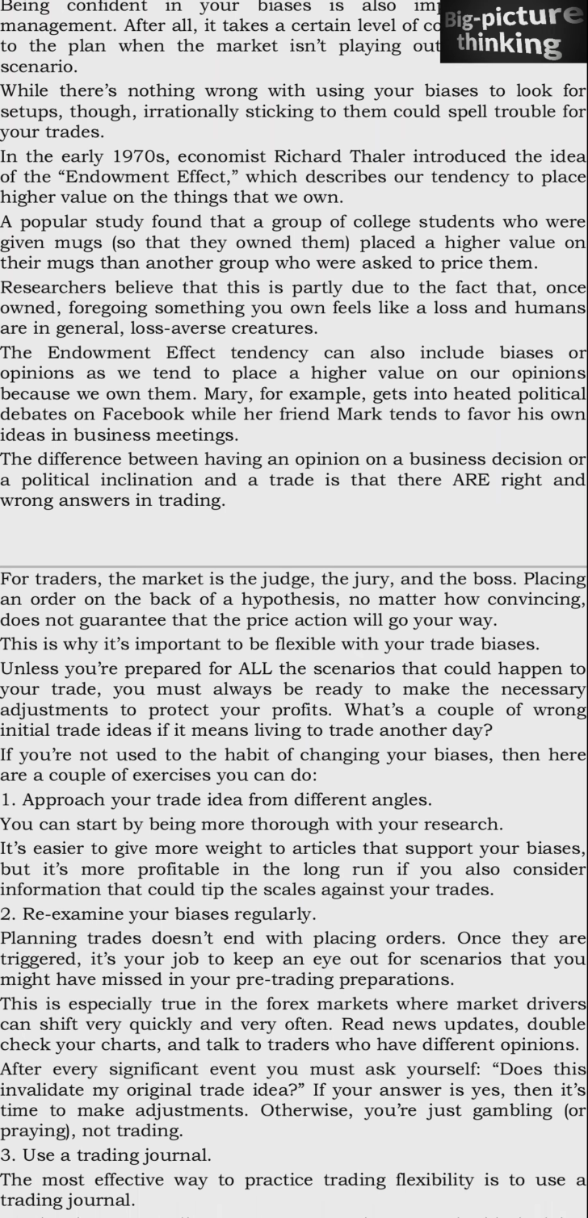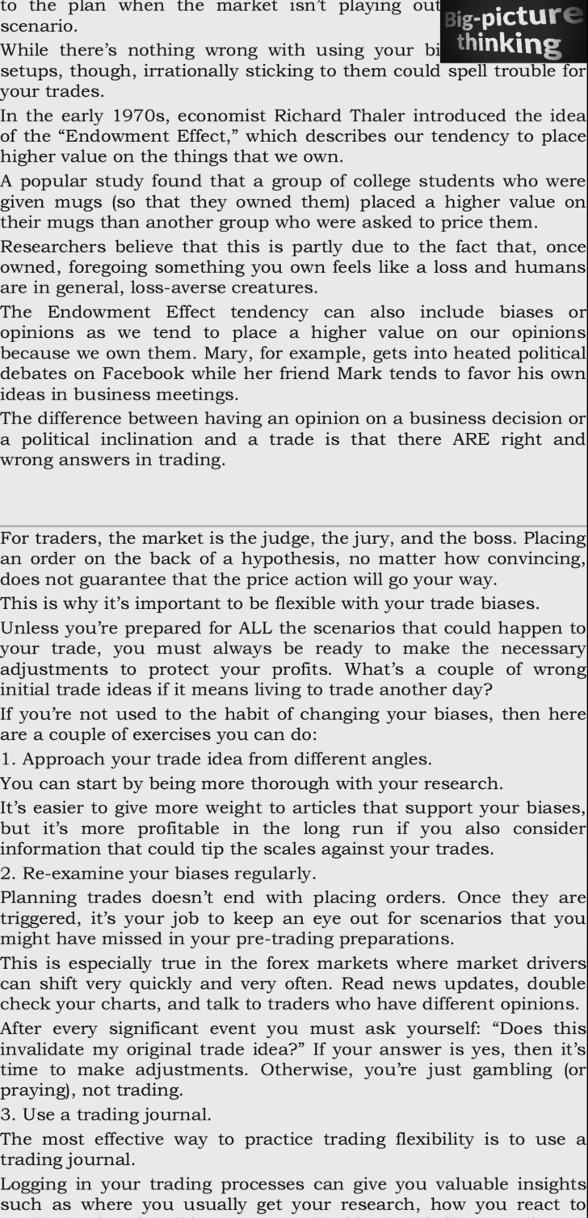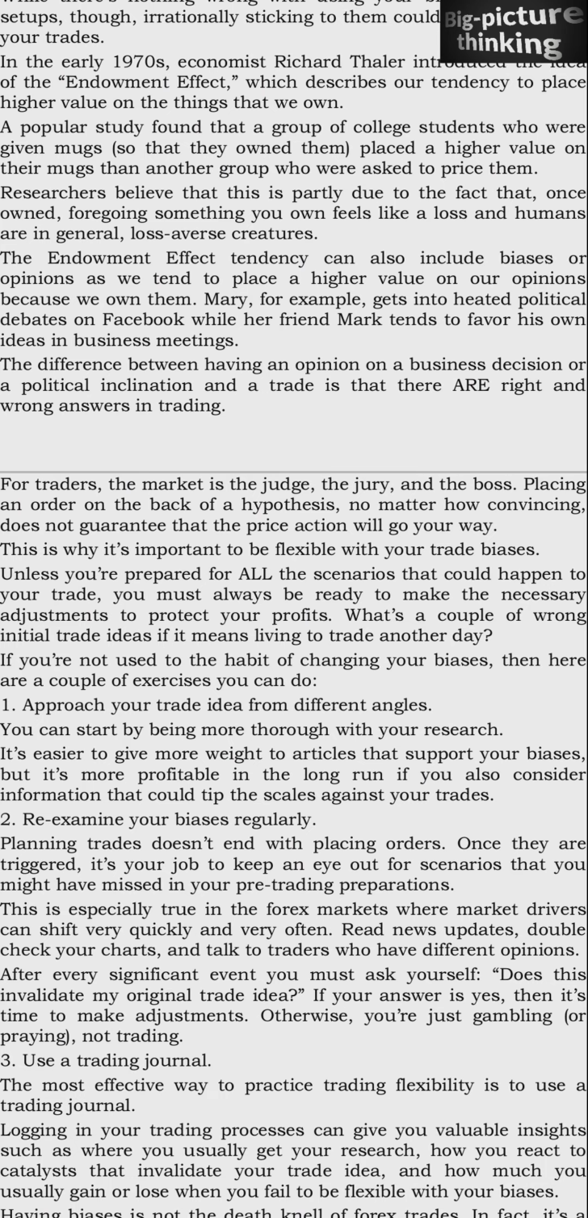Mary, for example, gets into heated political debates on Facebook while her friend Mark tends to favor his own ideas in business meetings. The difference between having an opinion on a business decision or a political inclination and in a trade is that there are right and wrong answers in trading. For traders, the market is the judge, the jury, and the boss.